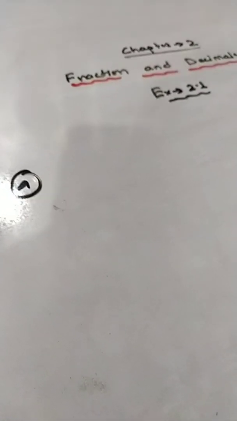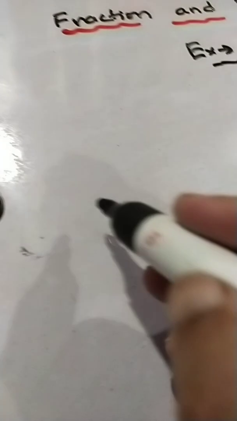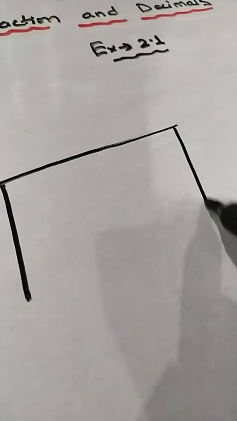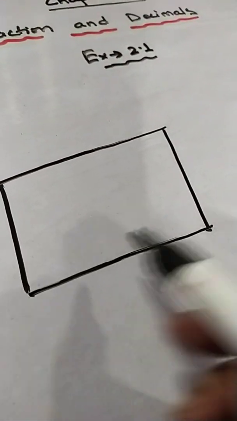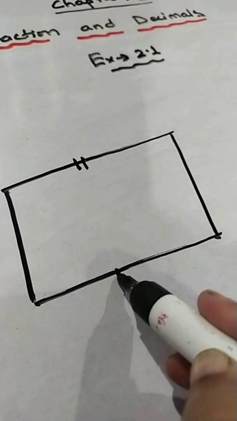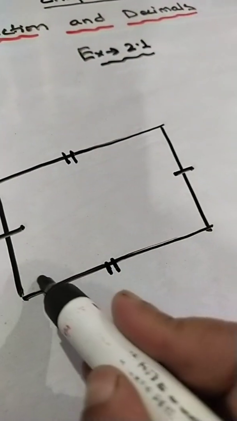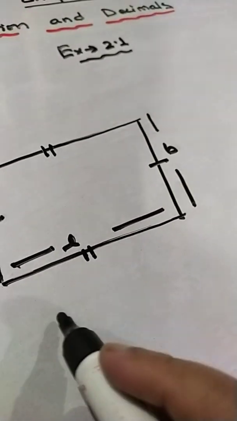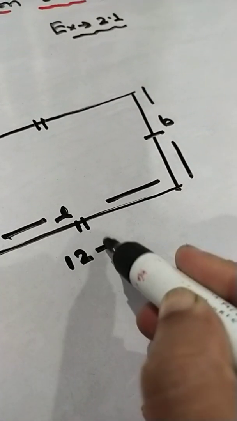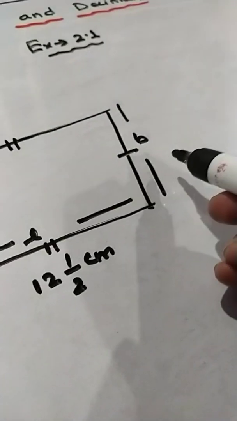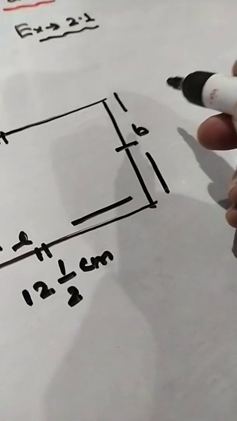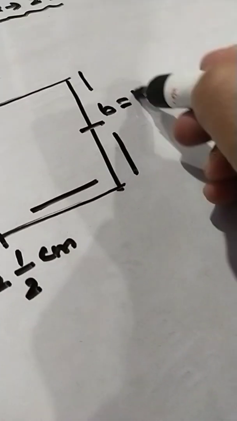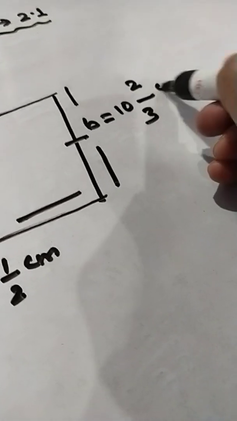Now a rectangular sheet of paper is 12 1 by 2 centimeter long and 10 2 by 3 centimeter wide. So we'll draw one rectangular sheet of paper. It will help you to understand the problem sum more properly. We know that this is a rectangle and the opposite sides of the rectangle are equal, isn't it? So this is length and this is breadth of the rectangle. So the length is given as 12 1 by 2 centimeter, and width or breadth you can say is given as 10 2 by 3 centimeter.